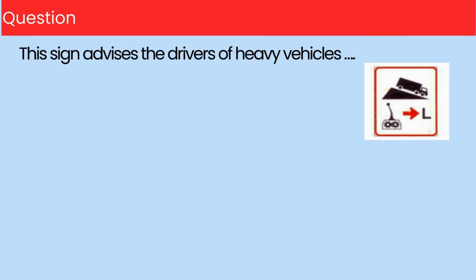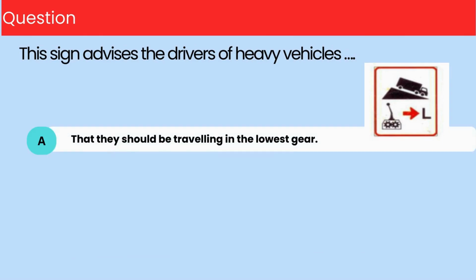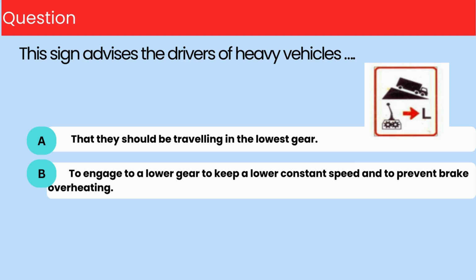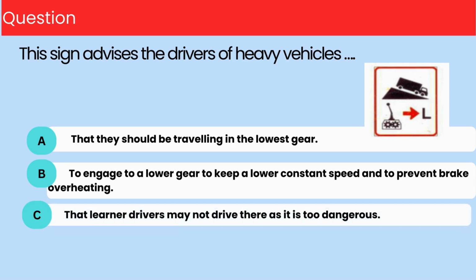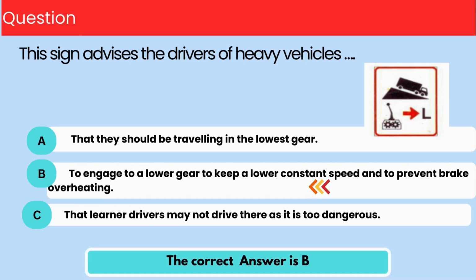Question. This sign advises the drivers of heavy vehicles: A. That they should be traveling in the lowest gear. B. To engage a lower gear to keep a lower constant speed and to prevent brake overheating. C. That learner drivers may not drive there as it is too dangerous. The correct answer is B.